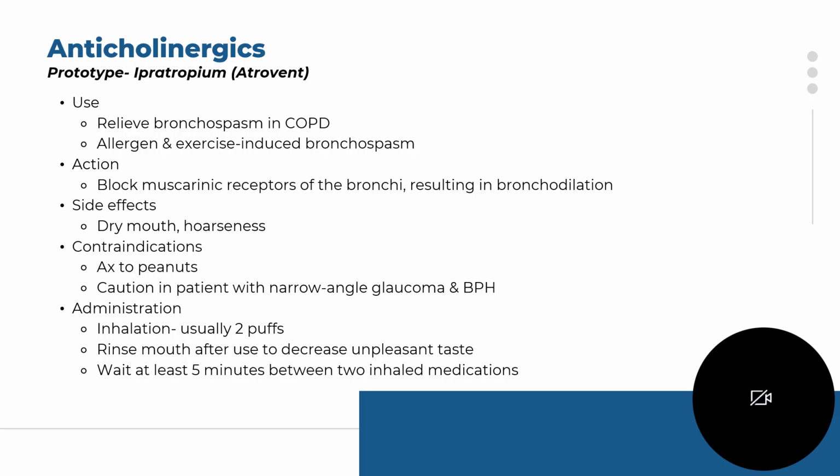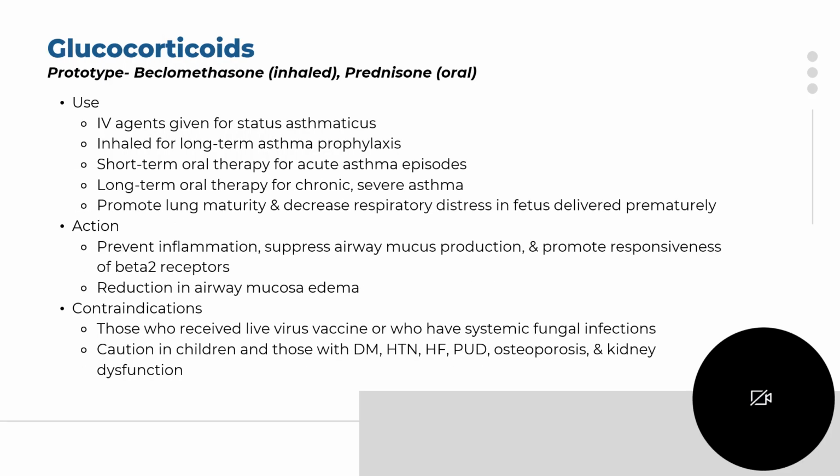Sure, go for it. So glucocorticoids for asthma treatment. The common ones are beclomethasone, which is inhaled, or prednisone, which is a pill. Okay. Like I said, if you're administering this for an asthma attack, I give the beta 2 first. I'm going to give my albuterol first, wait 5 minutes, then I give the glucocorticoid.